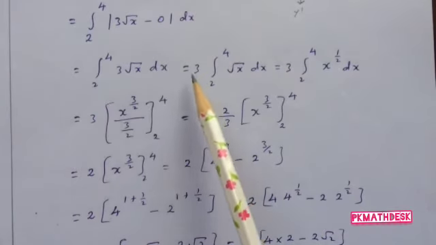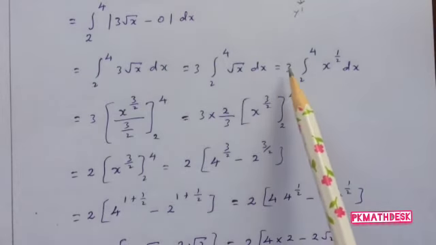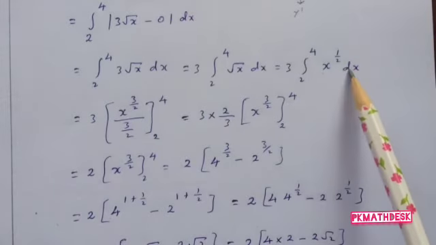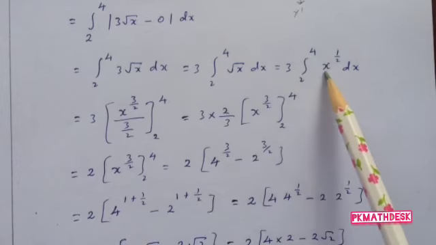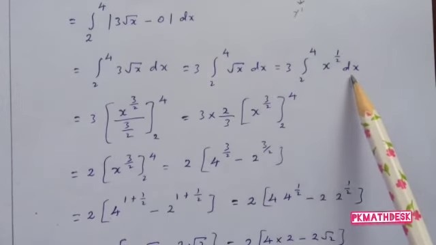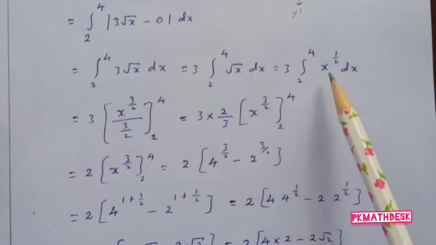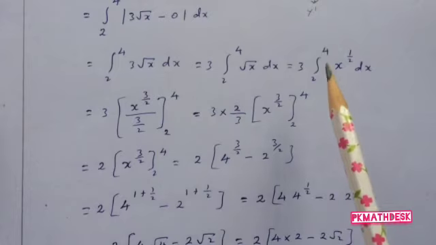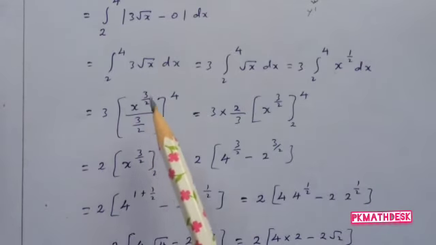That is equal to 3 into integration from 2 to 4 of square root of x into dx, equal to 3 into integration from 2 to 4 of x power 1 by 2 into dx. Take the integration of x power 1 by 2. That means 3 into x power 1 by 2.